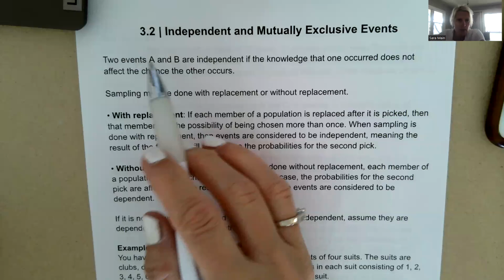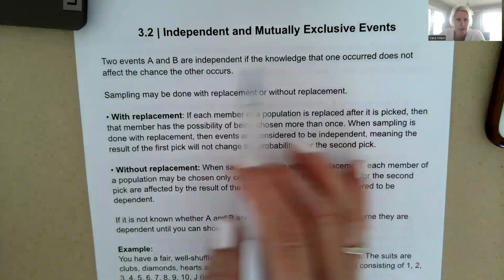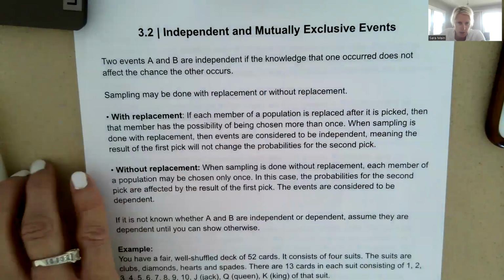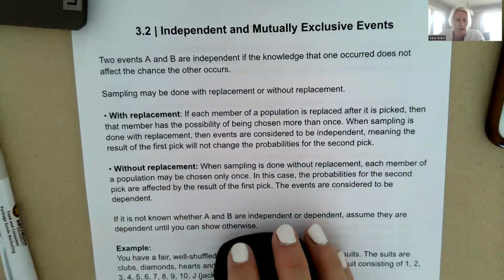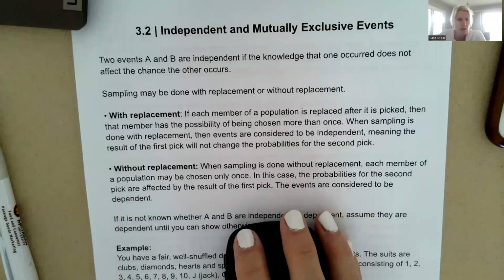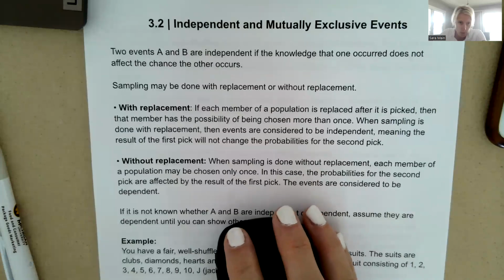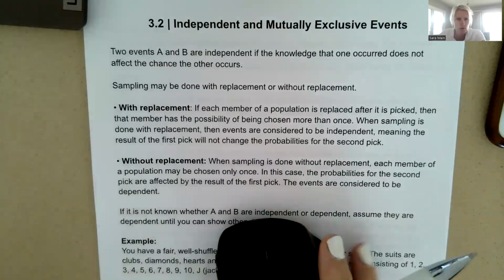Two events A and B are independent if the knowledge that one occurred does not affect the chance the other occurs. And the way we sample has something to do with this. Sampling may be done with replacement or without replacement. So let's look at what those mean.